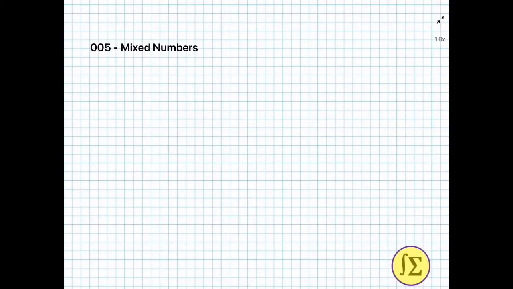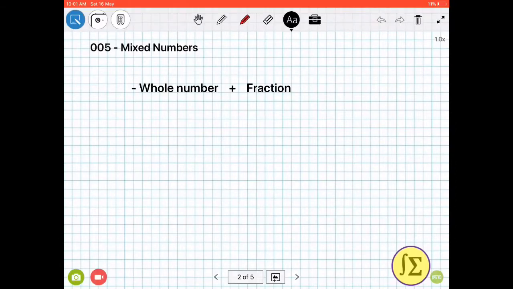Today we're going to learn about mixed numbers. So, what are mixed numbers? Mixed numbers are actually a combination of a whole number and a fraction. For example, 2 1 over 4 is a mixed number.